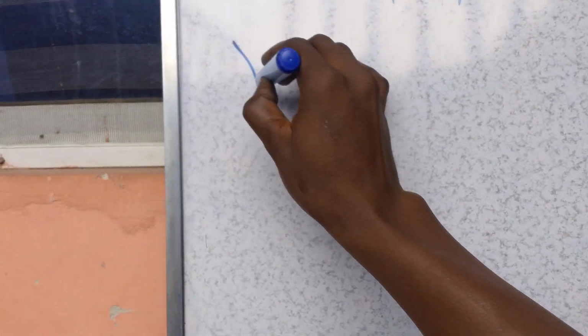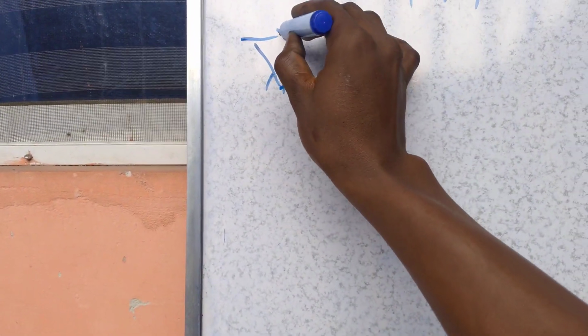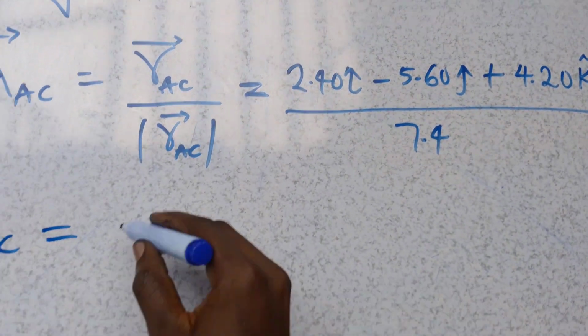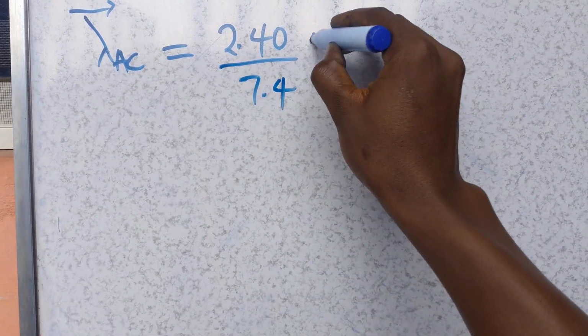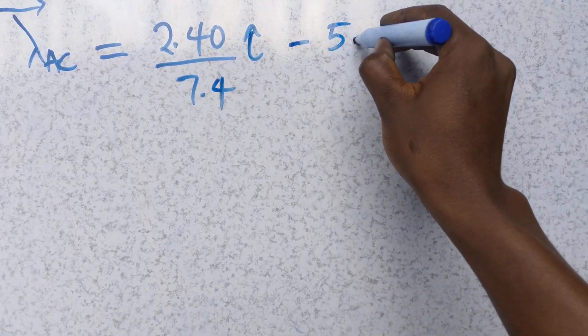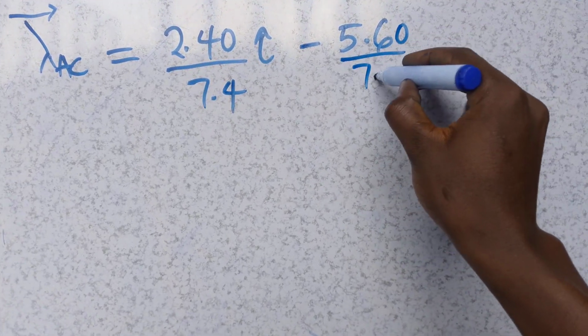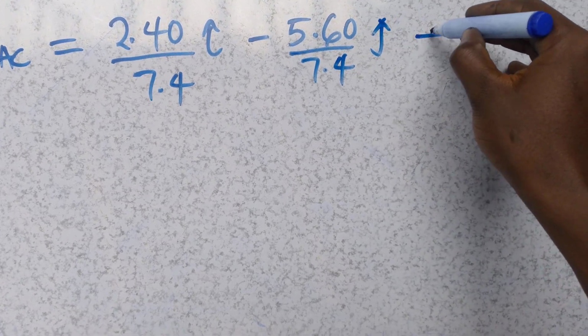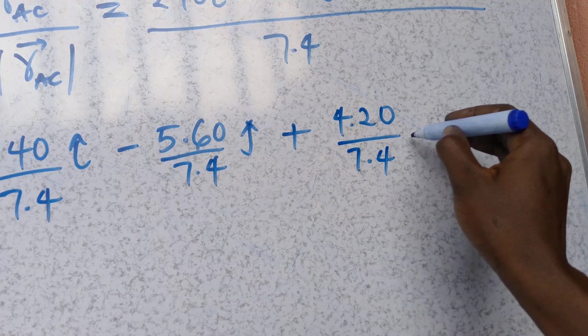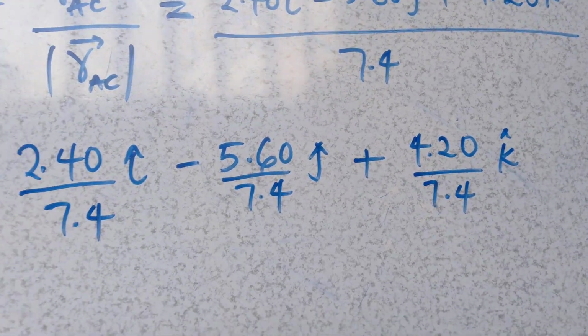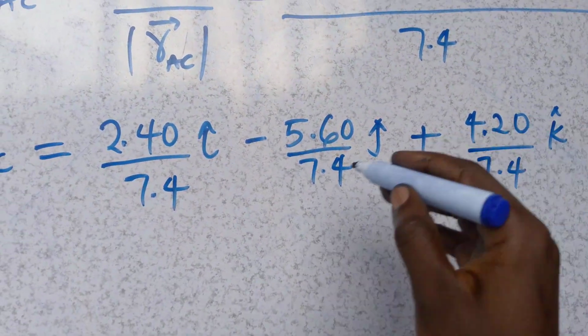So if I split them now, I have that lambda AC is equal to, by splitting, 2.40 divided by 7.4 I minus 5.60 divided by 7.4 J plus 4.20 divided by 7.4 K. Okay, so that is it.